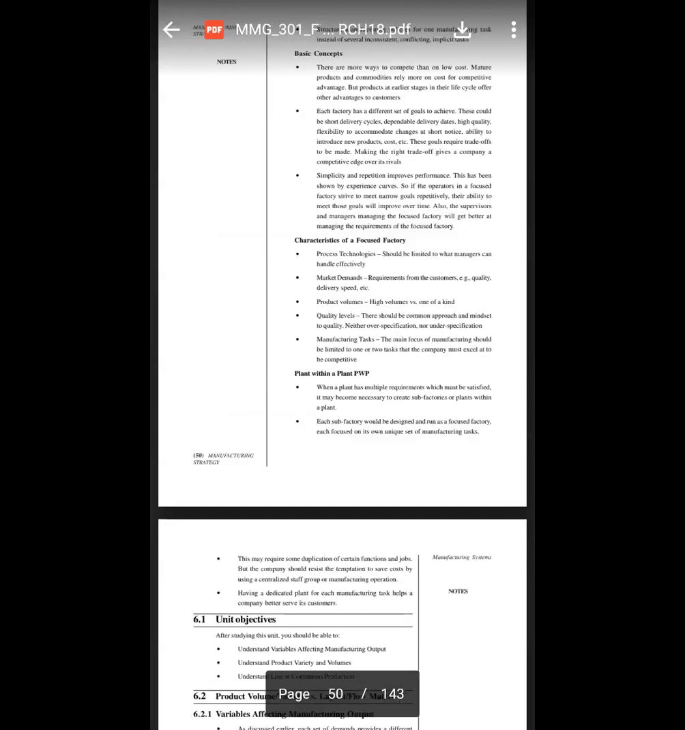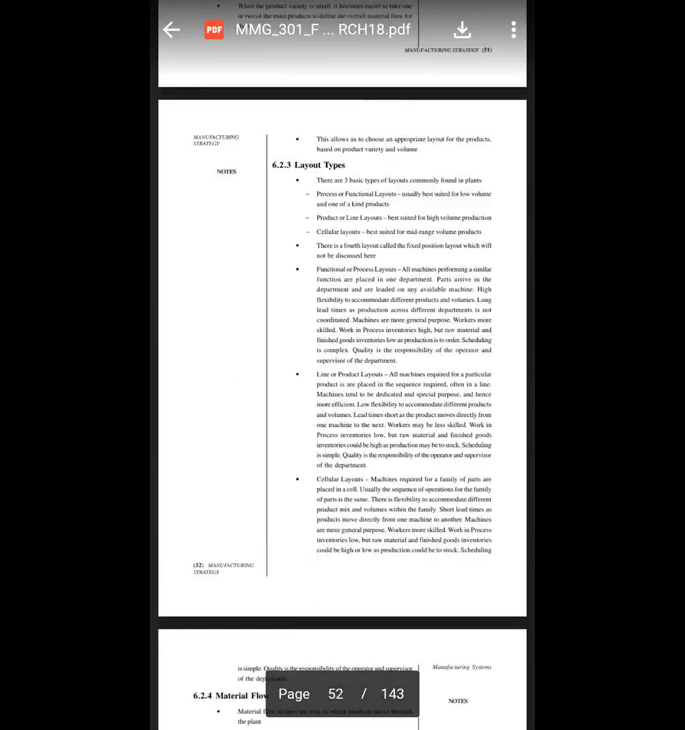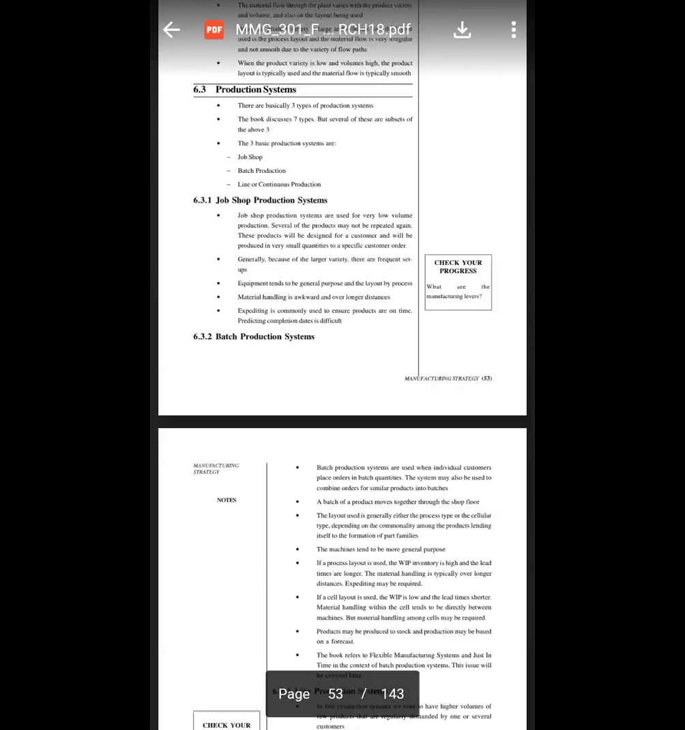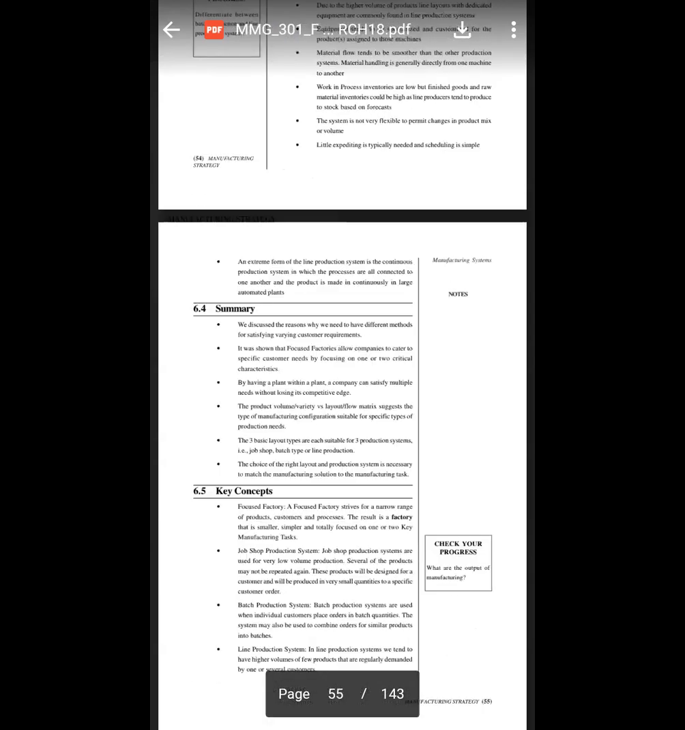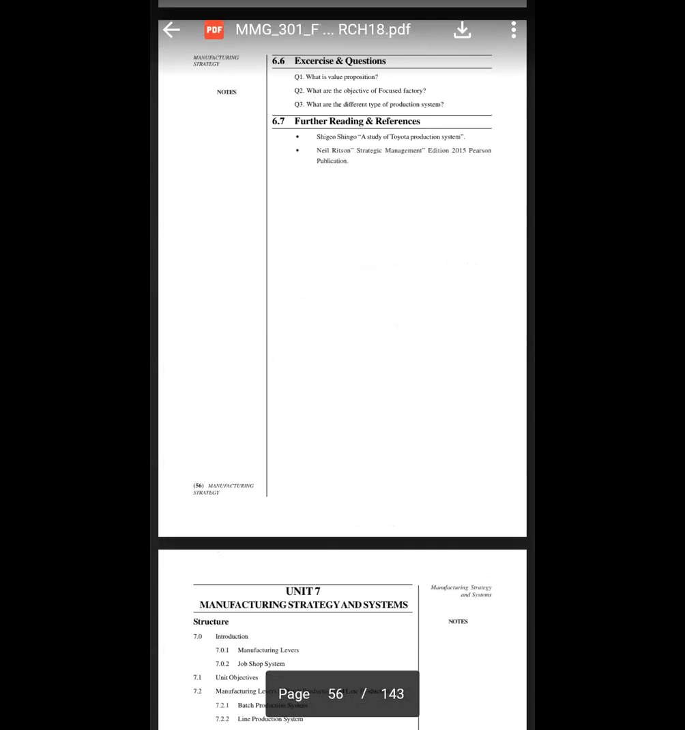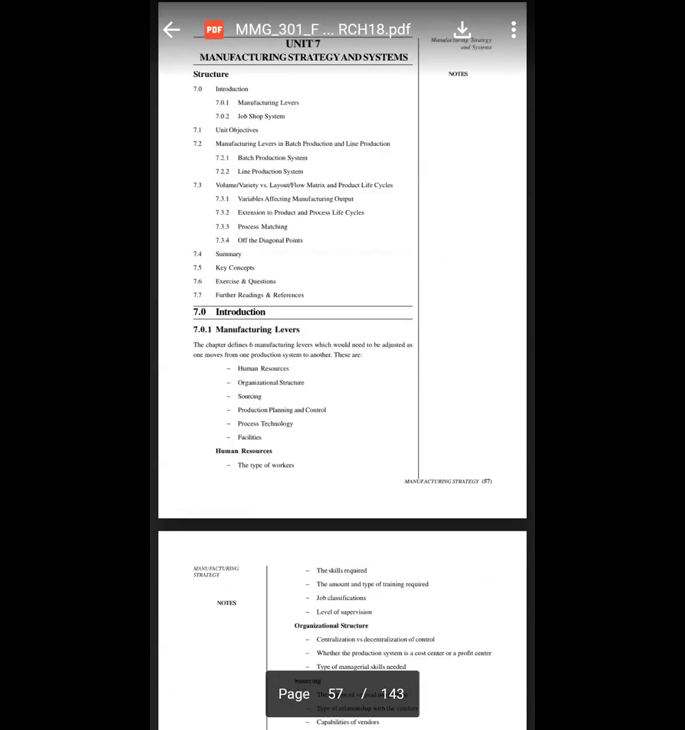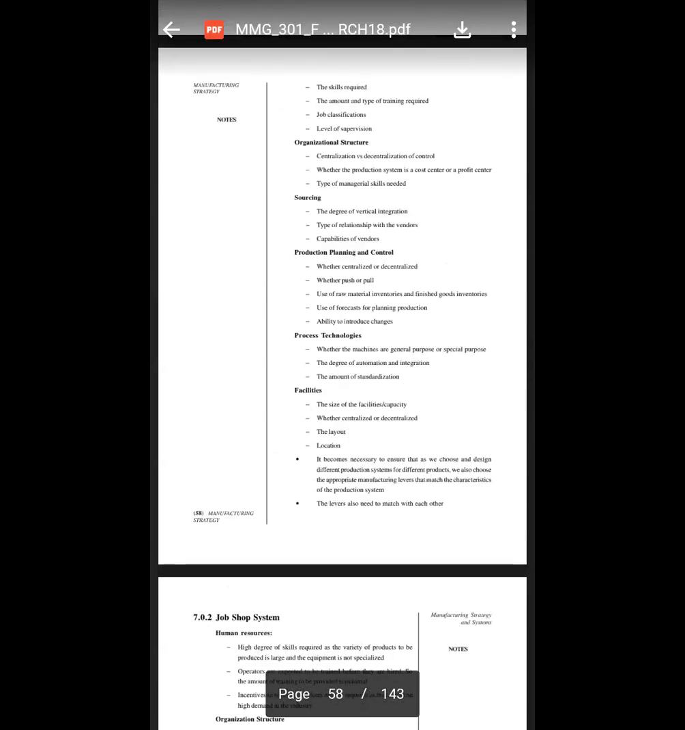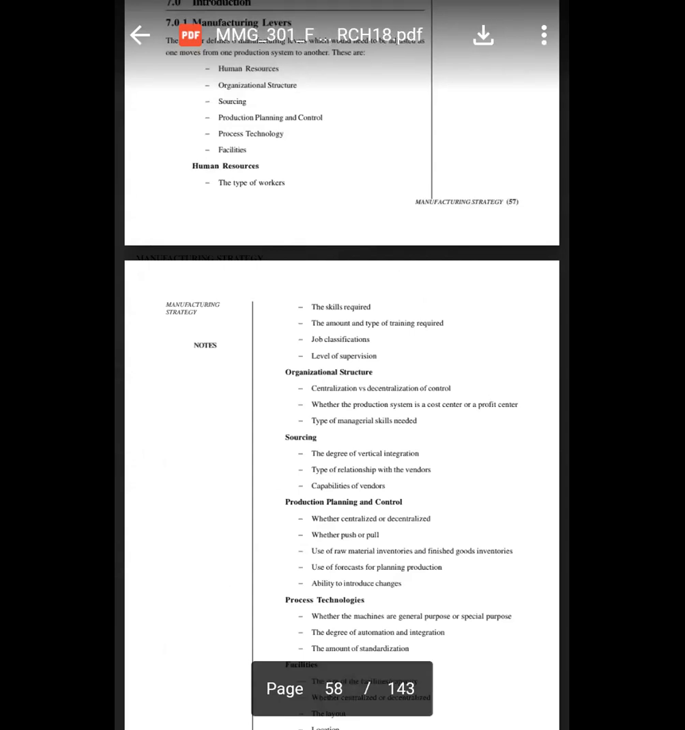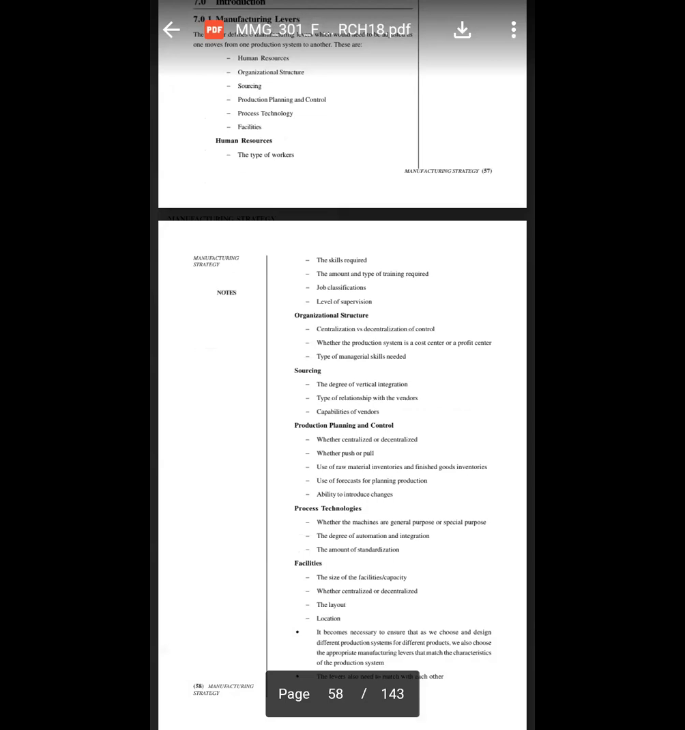Now we are going to discuss the next part in the upcoming days. There are a few other things we need to discuss. At this stage we have completed our topic of manufacturing system. In the upcoming days we are going to see the remaining part.